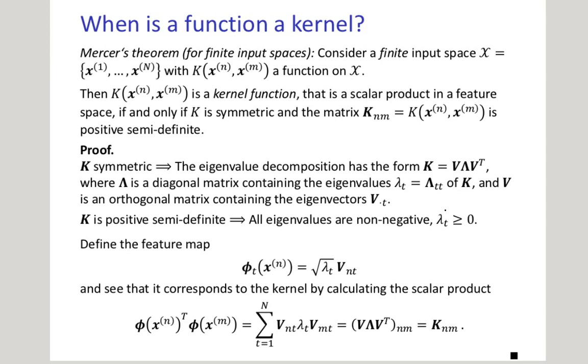Now, because all the eigenvalues are non-negative, we can define the feature mapping of the nth training sample as the component-wise product of the square roots of the eigenvalues with the nth row of the eigenvector matrix. Of course, this definition is artificial and probably does not correspond to the original feature space. But if we calculate the scalar product in this strange feature space, we see that we recover the Gram matrix, and thus K is indeed the scalar product in this feature space.